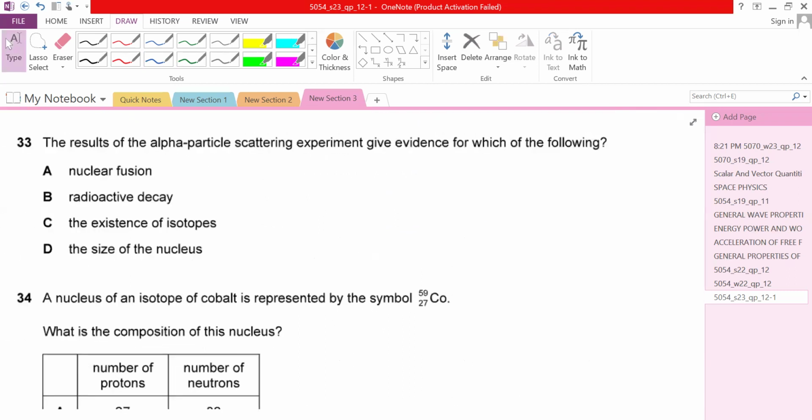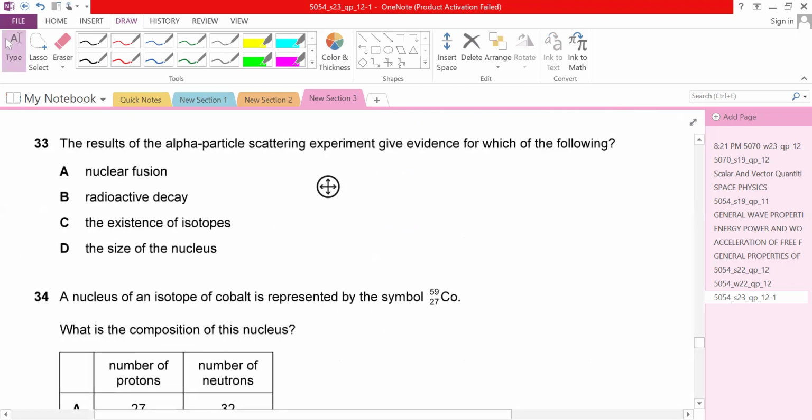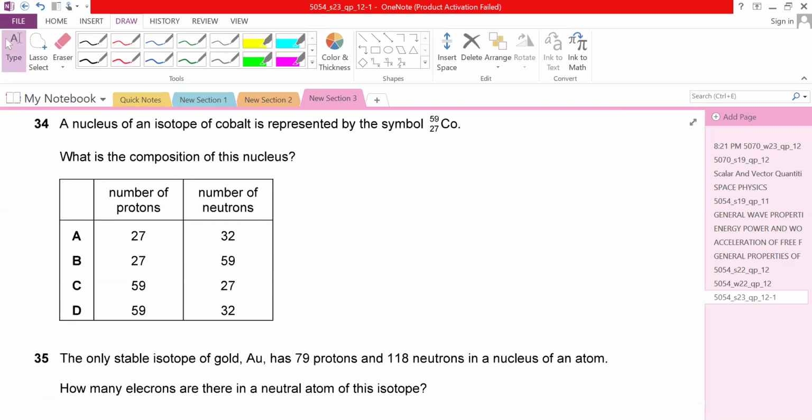The results of the alpha particle scattering experiment give evidence for which of the following: nuclear fission, radioactive decay, existence of isotopes, or the size of the nucleus. So the correct answer is size of nucleus. This is one of the things that you have to simply memorize, so you can easily do the MCQs. What if a question on such a topic comes in the exam?